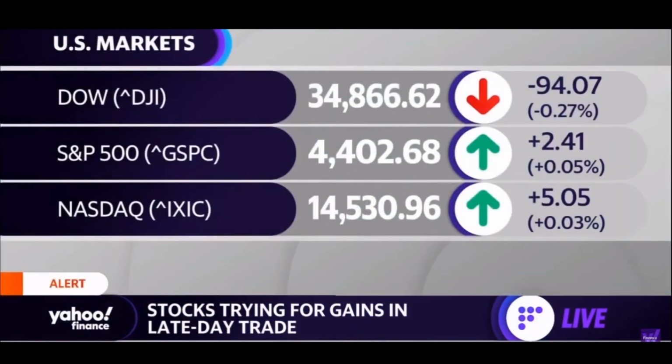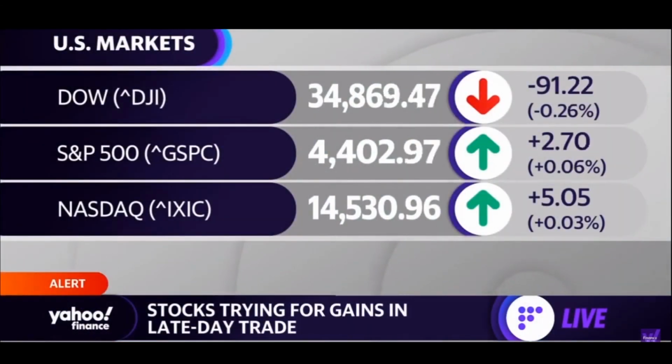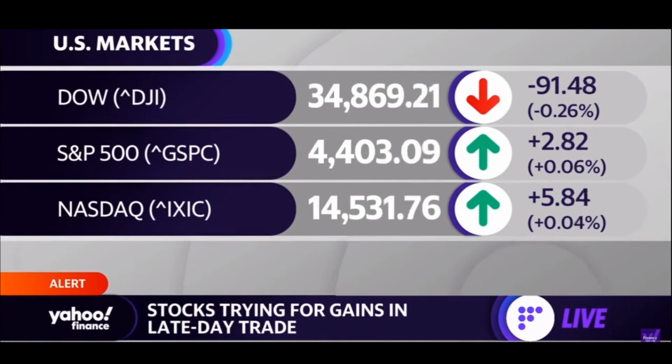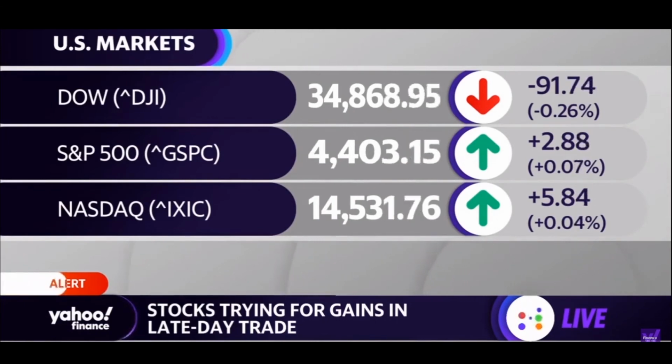You can see the Dow is going to be up about 94 points. The S&P 500 up roughly 2 points. And then you've got the NASDAQ, which is up roughly 6 points.